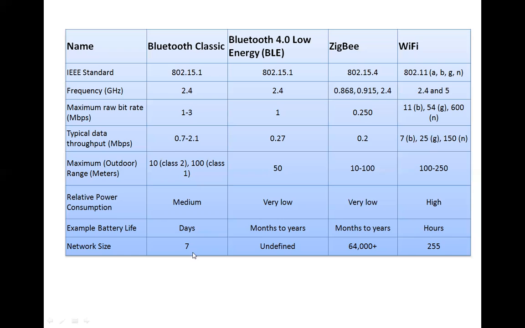Near about 7 nodes network size is prescribed under Bluetooth Classic. Under Bluetooth 4.0, the network size is undefined. In terms of Zigbee, there are near about 65,536 nodes possible. And similarly under Wi-Fi, near about 255 nodes are possible.